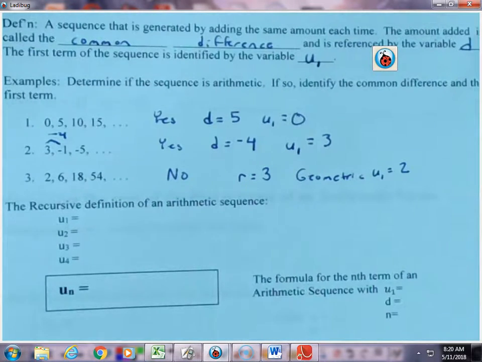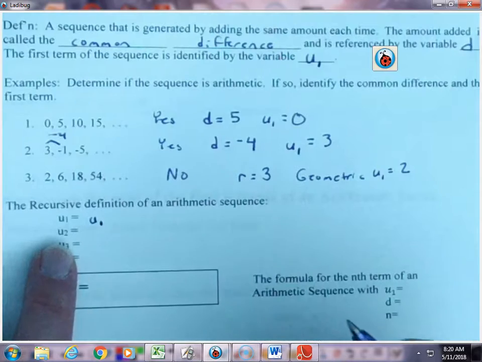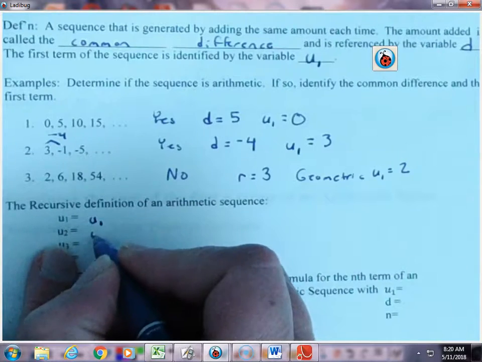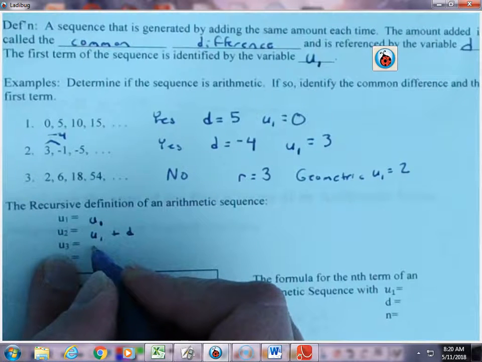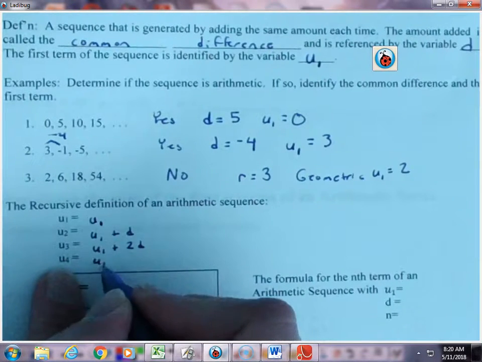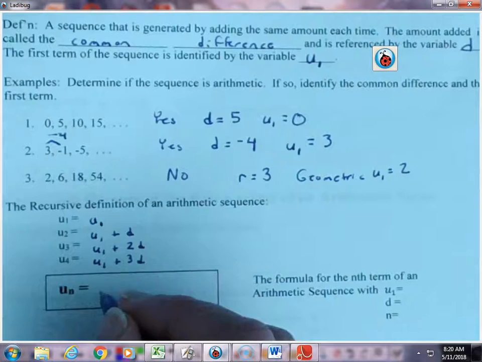Now, we can actually take the recursive definition of an arithmetic sequence and come up with an explicit one. Basically, the first term is just the first term. If you have the first term, what do you do to it to get the second term? You add d. So the third term, what would you do? Yeah, you'd add another d, which would just be 2d. And then the next one? In general, what you're doing is you're taking the first term.